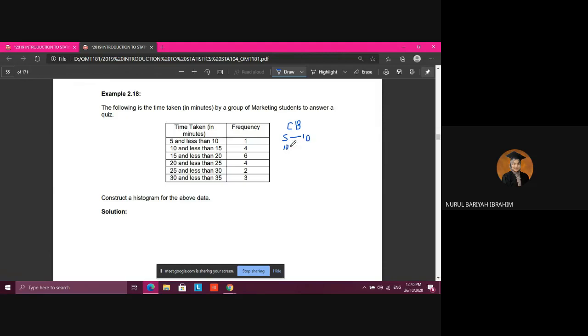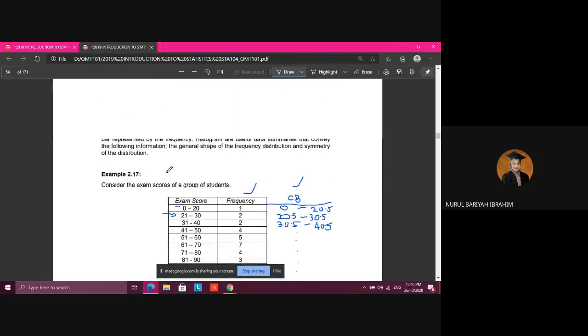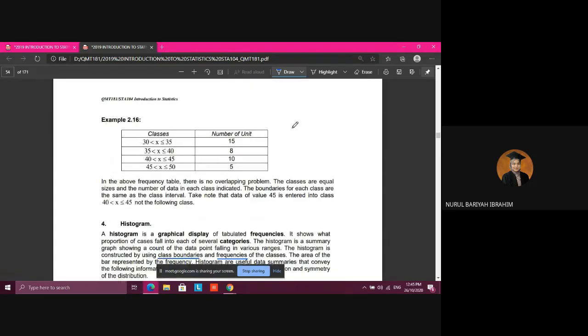10 to 15. Okay, dia akan jadi macam tu. 15 to 20. Okay, you just ambil macam tu saja. Okay, sama juga dengan yang ni tadi, yang dia cakap tadi yang ni. Okay, dia punya class boundaries will be 30 to 35, 35 to 40 and so on. Okay.